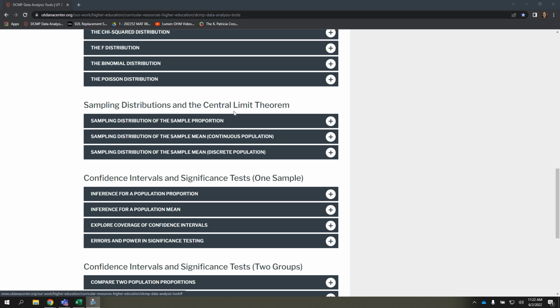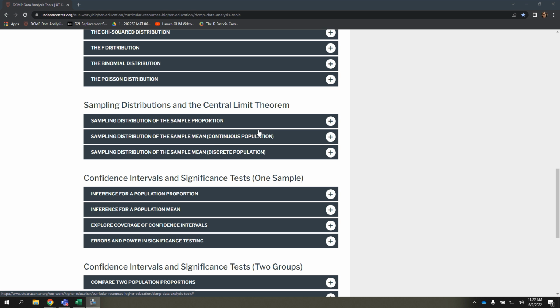So we're going to learn about the sampling distribution and central limit theorem Shiny apps that we have. Now you'll notice there are in fact three here. We have one for the sample proportion, one for sample means of continuous populations, and one for sample means of discrete populations.